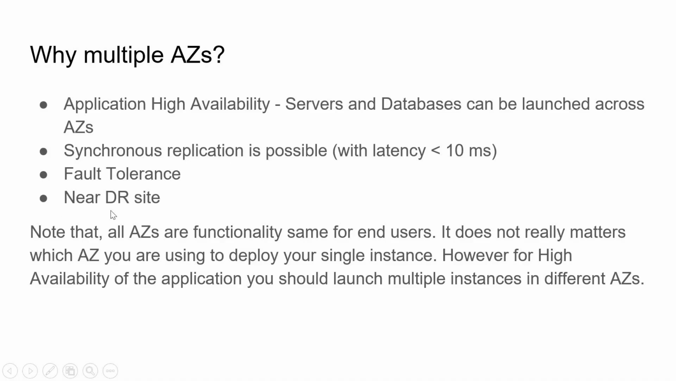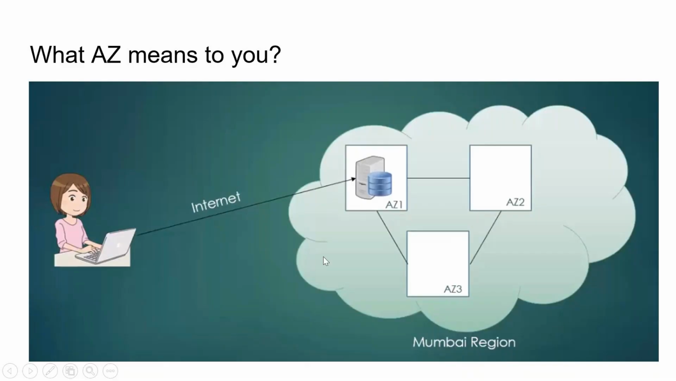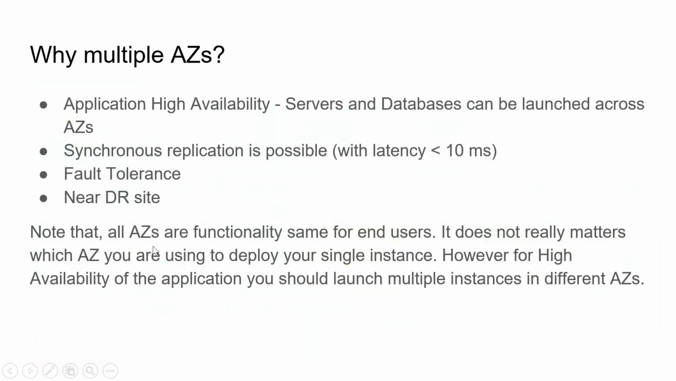Why? If the data center AZ1 itself crashes, having some network issues, then these two data centers are still available. If your application is running in any of these data centers, then no problem, end users can access your application. To avoid such situations, your application should run on multiple data centers. Note that all AZs are functionally the same for end users. It does not really matter which AZ you use to deploy a single instance. However, for high availability of the application, you should launch multiple instances in different AZs, right?